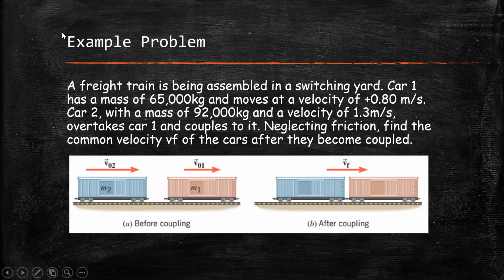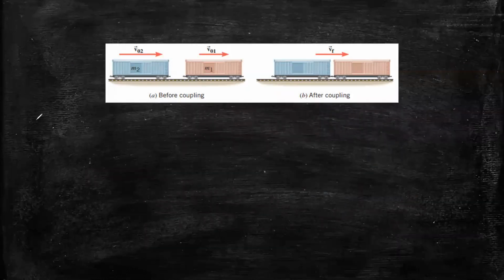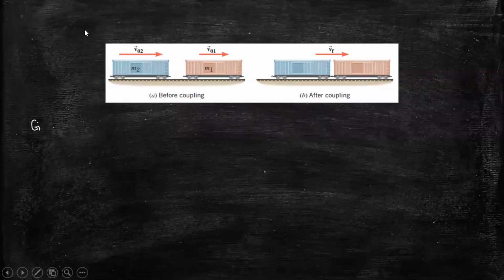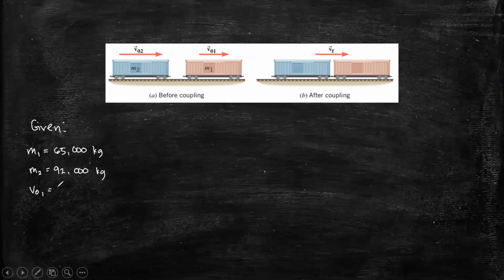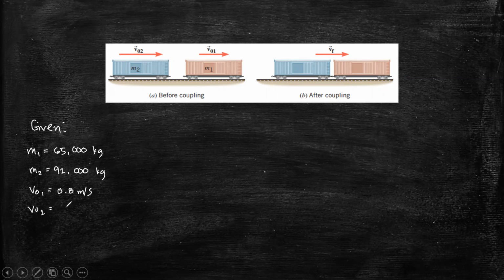So in this example, we have a completely inelastic collision. So our given: we have mass 1 of 65,000 kilograms, mass 2 of 92,000 kilograms, initial velocity of object 1 of 0.8 meter per second, and the initial velocity of object 2 is 1.3 meter per second. So we're looking for the final velocity of the coupled train.